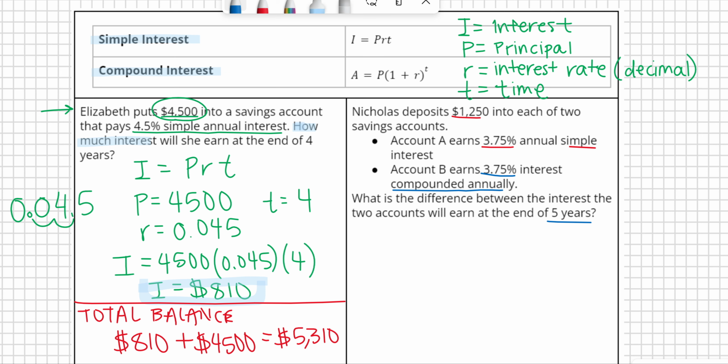In this problem, we have 2 different accounts. One earns simple interest and the other earns compound interest. So we're going to use 2 different formulas. And I will use a divider line in the middle here to keep my information separate. On the left, we'll do account A. Account A is simple interest, so I'm going to use my simple interest formula.